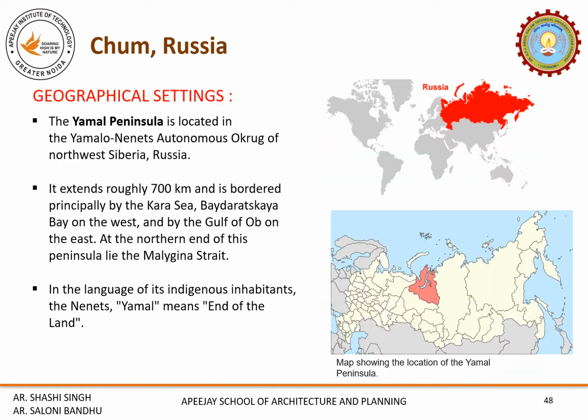Talking about the geographical setting, as already told, chums are located in the Yamal Peninsula. Yamal Peninsula is located in the Yamalo-Nenets Autonomous Okrug of northwest Siberia, Russia. It roughly extends to 700 kilometers and is bordered principally by the Kara Sea, Baydaratskaya Bay on the west and the Gulf of Ob on the east. At the northern end of this peninsula is Malygin Strait and is close to the Arctic Circle. In the local Nenets language, Yamal means end of land.